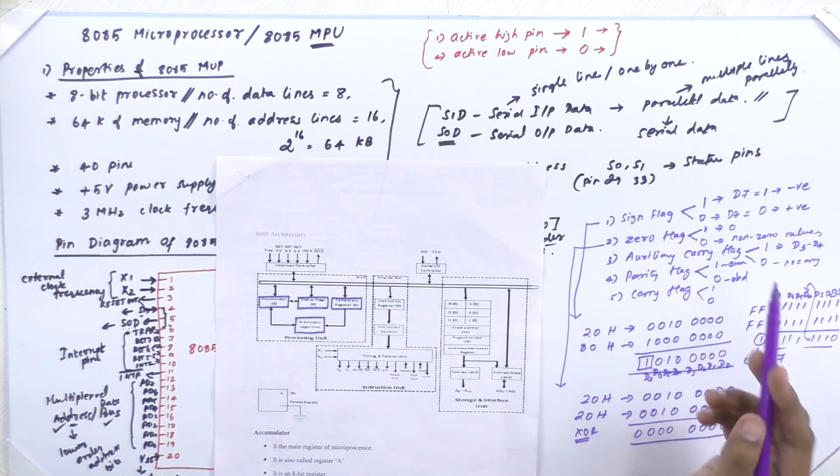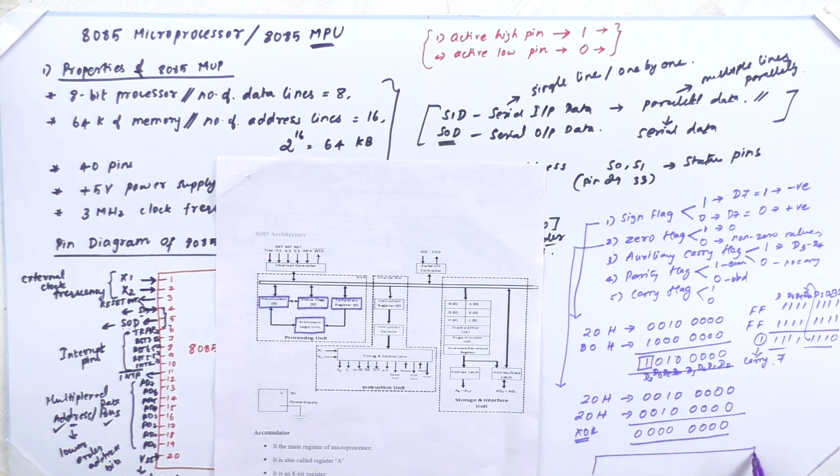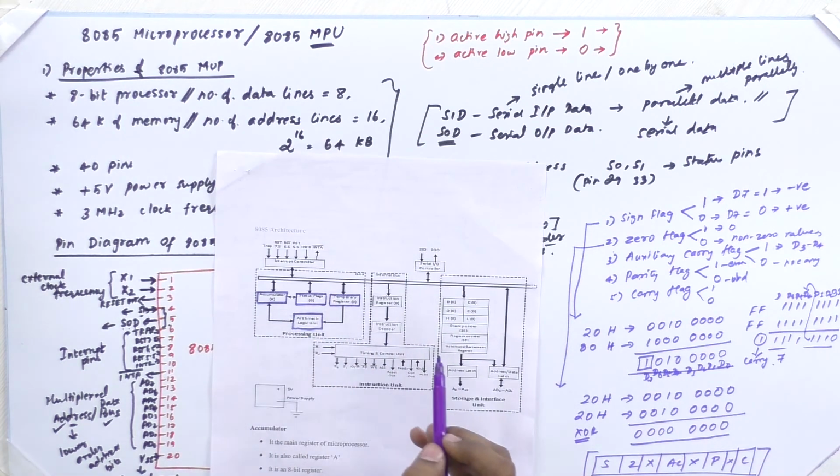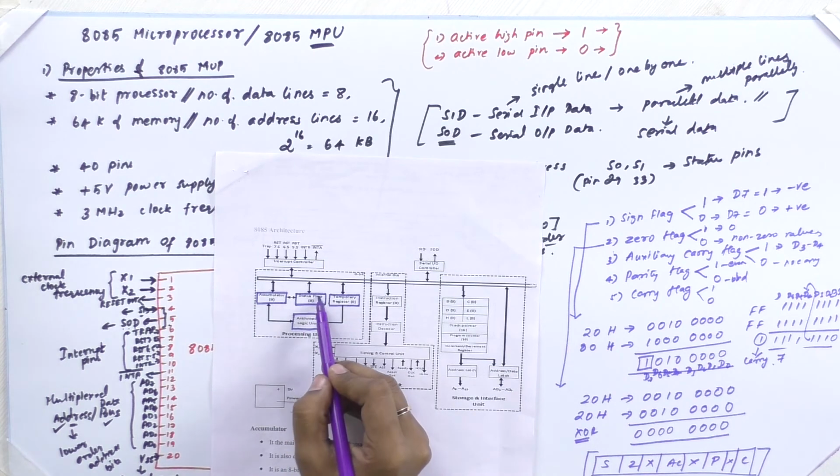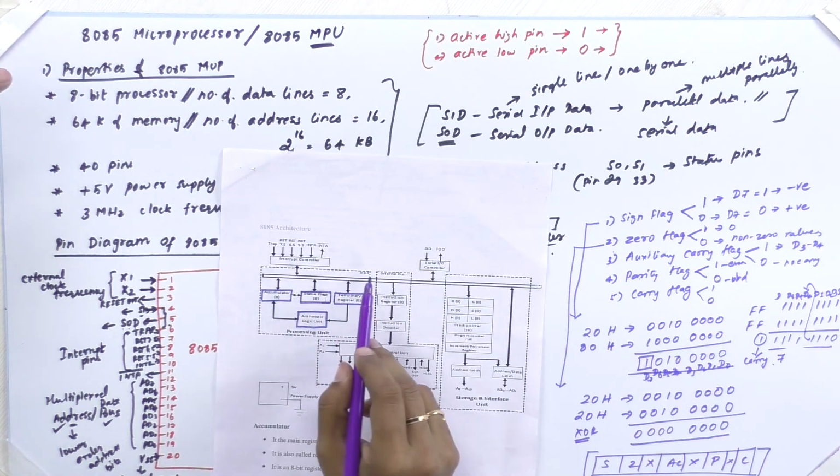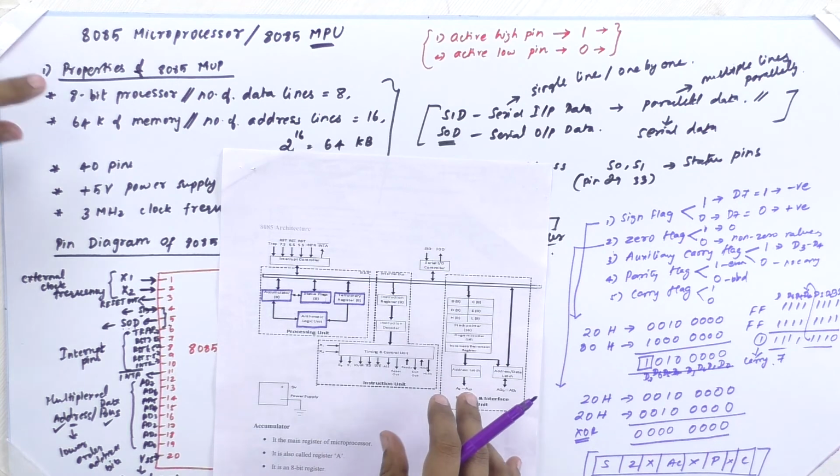The contents or the status will be stored as a flag register in the 8-bit format as sign flag, zero flag, don't care bit, auxiliary carry, don't care bit, parity flag, then don't care bit, then carry flag. So the content will be updated here. So this is the flag register. So this will be stored in this register, status flags. So this is about processing unit.